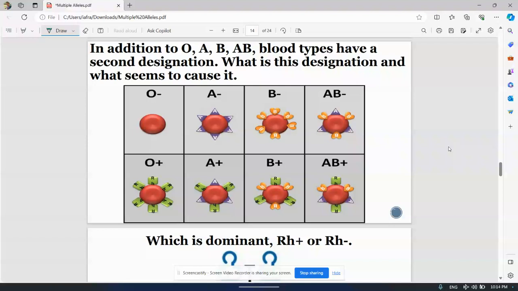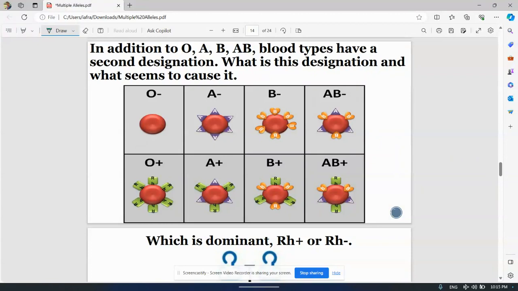Let's finish the multiple alleles lesson focusing on blood types. Let's take a look at this next portion here. Take a look at this figure, and I want you to try to think about this question. In addition to O, A, B, AB, blood types do have a second designation. What is that second designation, and what seems to cause it?